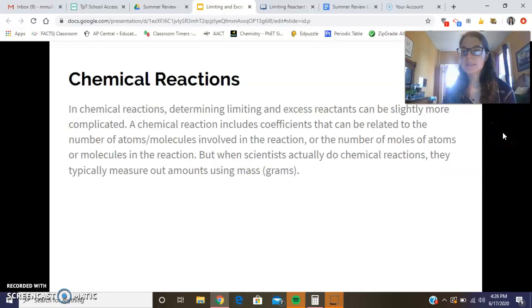With chemical reactions, it can be slightly more complicated because the amounts that we are given often aren't equal to the unit that is given in the chemical equation, which is typically number of molecules, number of atoms, or number of moles of atoms or molecules. That's because when scientists are measuring out reactants, typically they're using a scale and they're getting that amount in grams. Now they might have estimated the amount of grams using molar mass, so they might be estimating a number of moles of reactant or product, but typically in these questions you are given a number in grams.